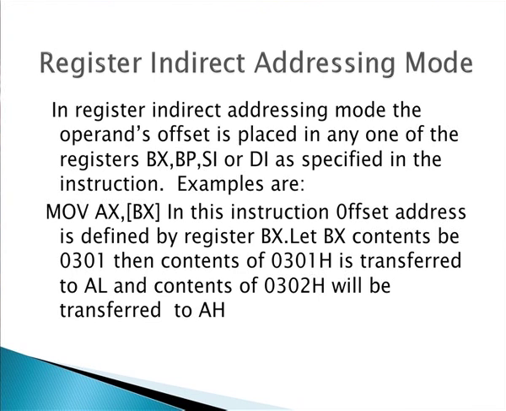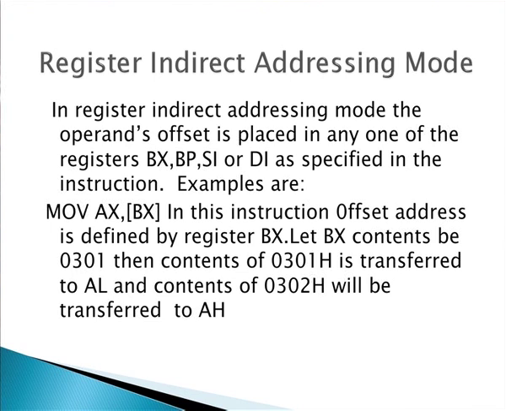Now let us see register indirect addressing mode. In register indirect addressing mode, the operand's offset is placed in any one of the registers from BX, BP, SI or DI as specified in the instruction. Now, these BX, BP, SI or DI are nothing but the registers which will define the offset address of the operand. Now, let us take an example.